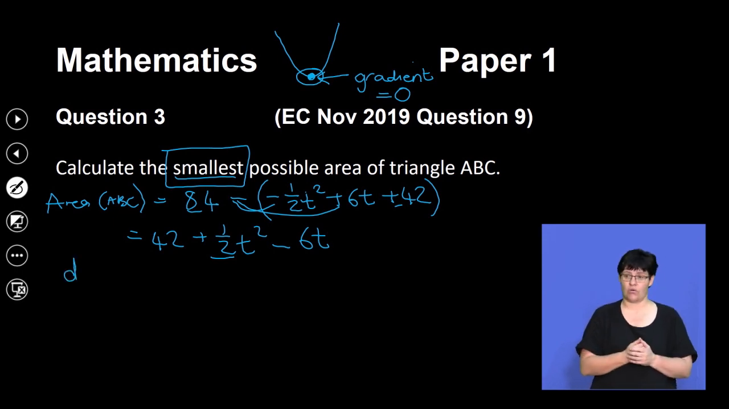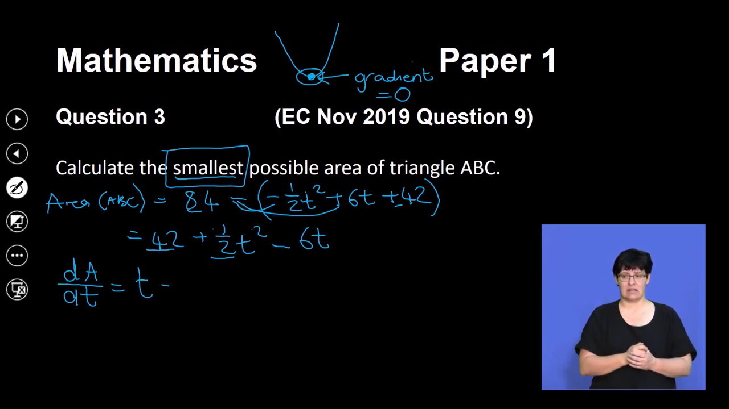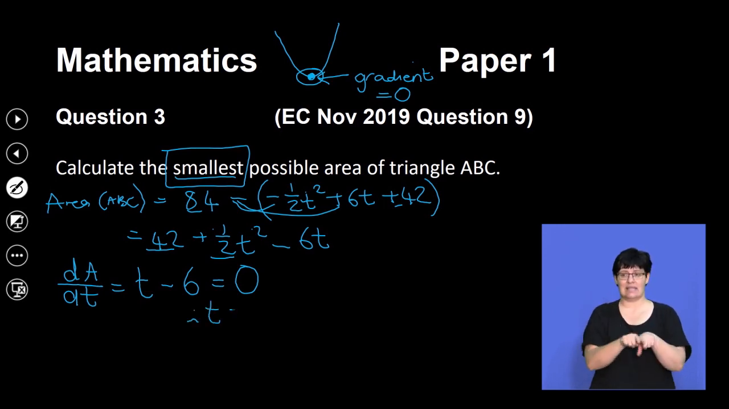Okay, so the derivative of the area with respect to t is equal to, okay, that's a constant, so our derivative is 0. So we have 2 times a half gives us 1, and then we have our t, so it's 1t, t minus 6. And that is going to be equal to 0. So we actually have a nice, easy sum to solve here, so therefore t is equal to 6.